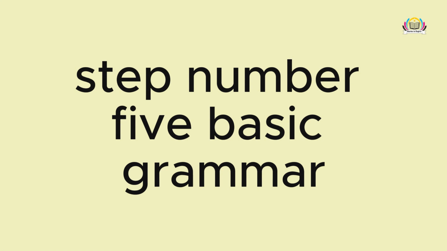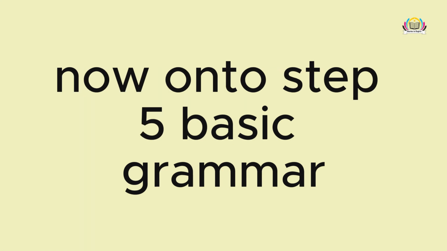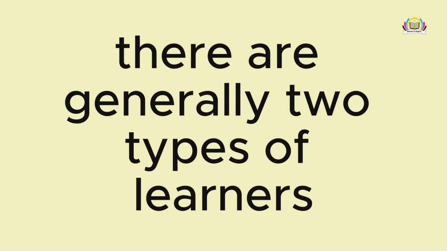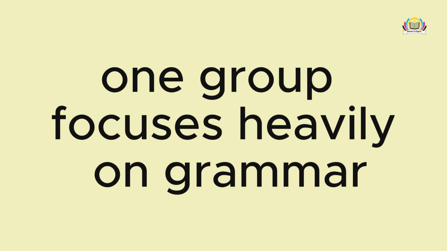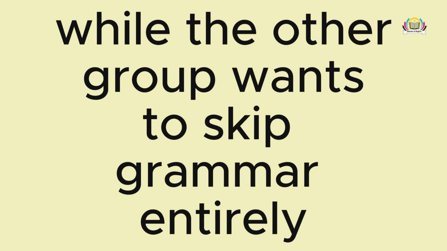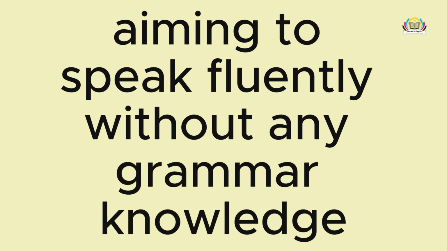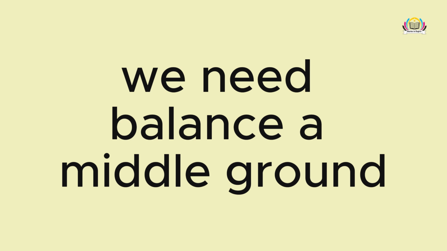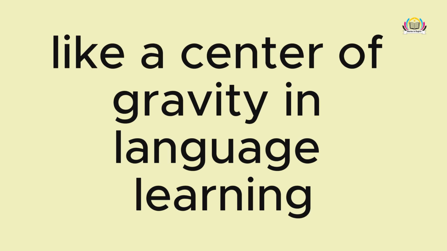Step number 5. Basic grammar. Now, on to step 5. Basic grammar. Many people tend to overlook grammar. There are generally two types of learners. One group focuses heavily on grammar, learning all the rules, while the other group wants to skip grammar entirely, aiming to speak fluently without any grammar knowledge. Neither extreme is effective. We need balance, a middle ground, like a center of gravity in language learning.